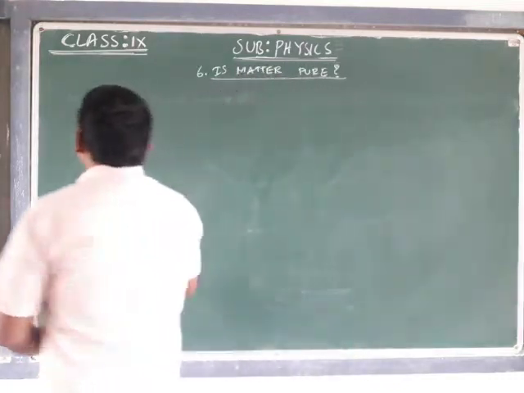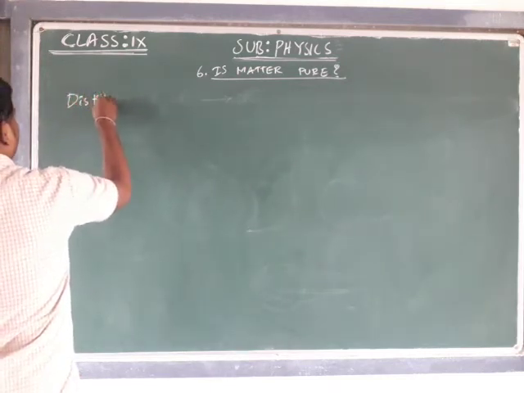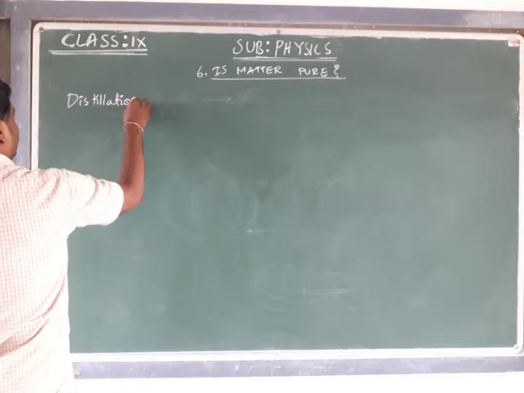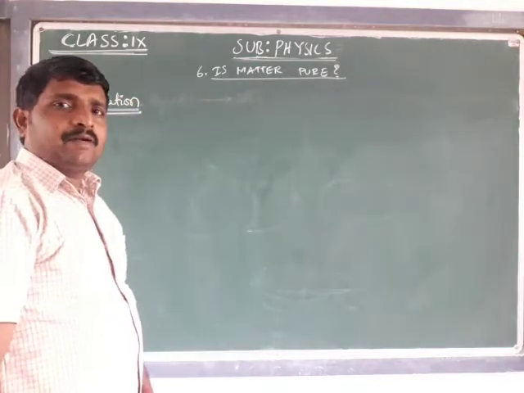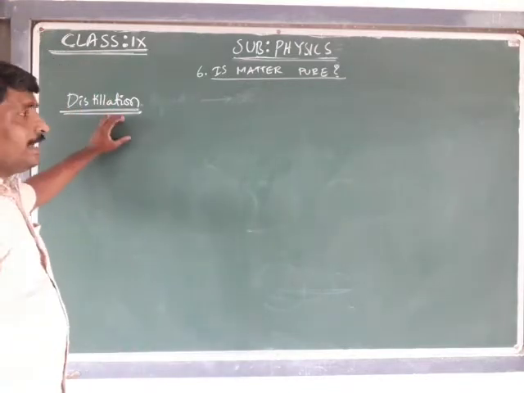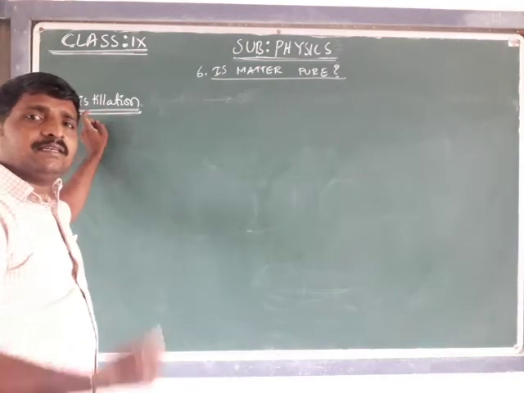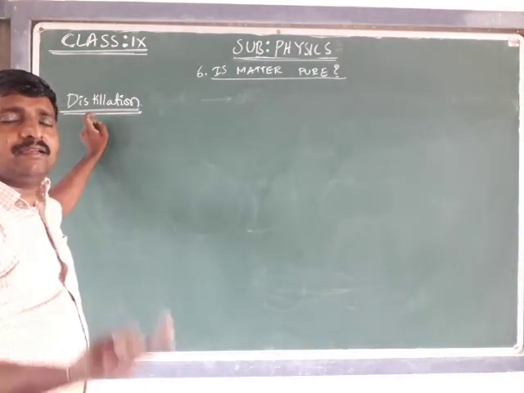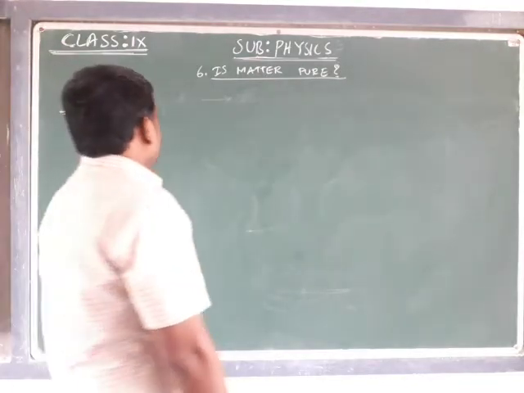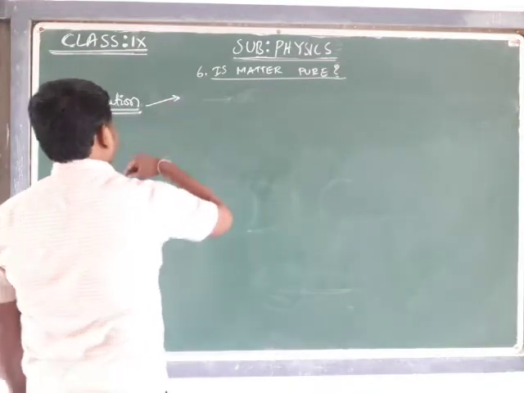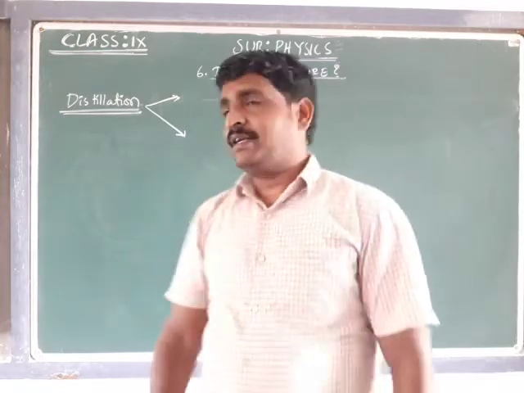Here we are going to use the process called distillation to separate the two miscible liquids. Here again we have two categories in distillation: simple distillation and fractional distillation. We also have to understand when we use simple distillation and when we use fractional distillation.